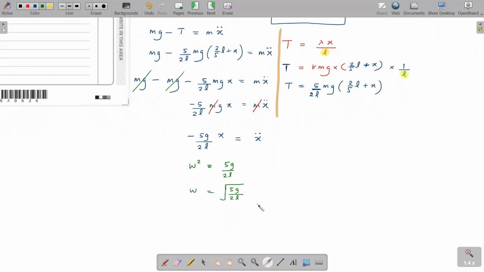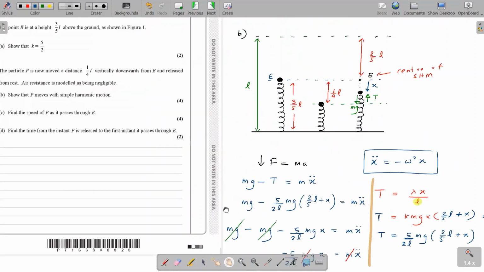Once you get the x double dot equation, you should give the conclusion. Therefore, object moves in SHM. Therefore, SHM. So just give the conclusion. Let's go for the last part.